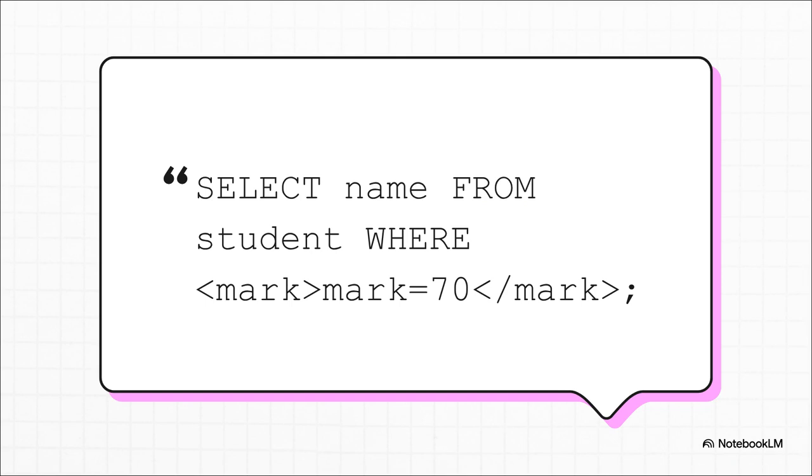And the structure is so logical. Select is what you want to see. From is which table you want to look in. And where is the filter, the condition the data has to meet. So here, we're literally asking, select the names from the student table where the mark is exactly 70.